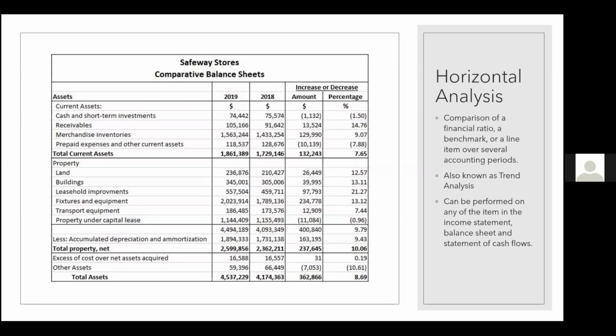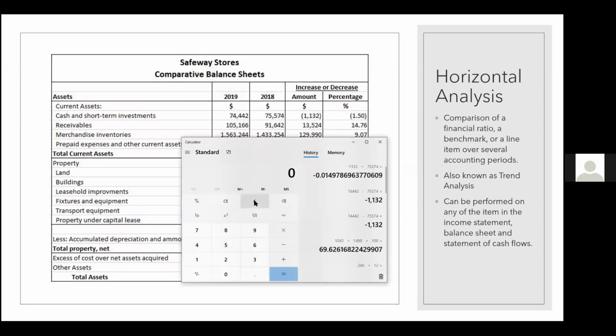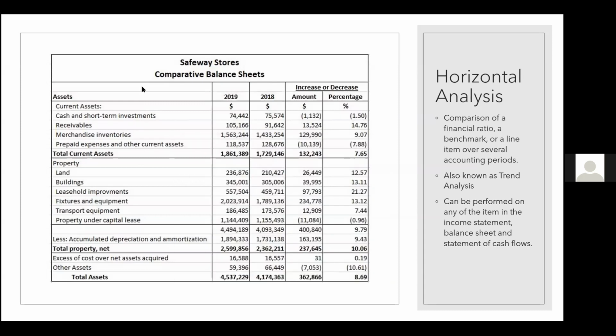Nakasunod? So, try natin kung tama ba tayo. No? So, 74,442 minus 75,574 divided by 75,574. So, that's times nyo ng 100. So, that's 1.49497, no, which is 1.50. Tama? So that's how we conduct horizontal analysis on the balance sheet.